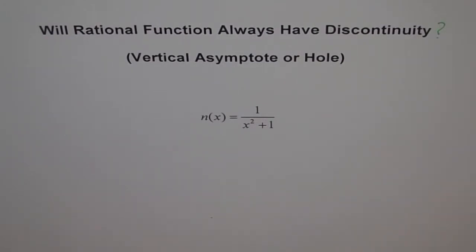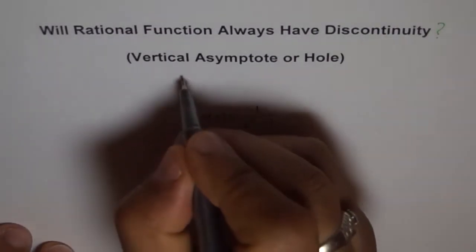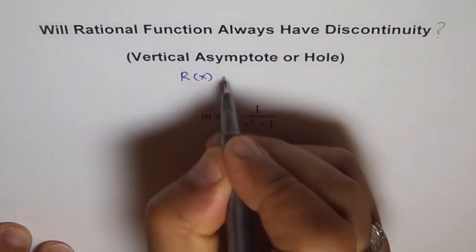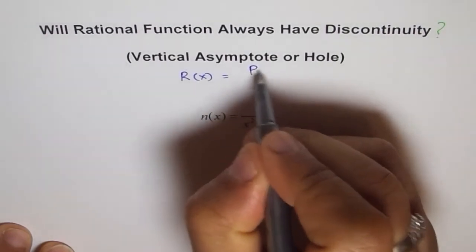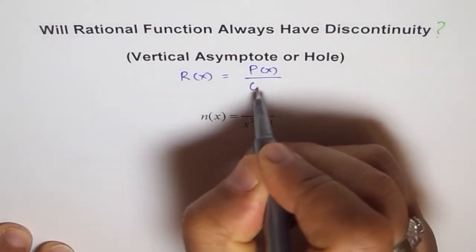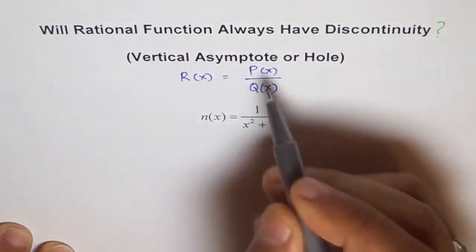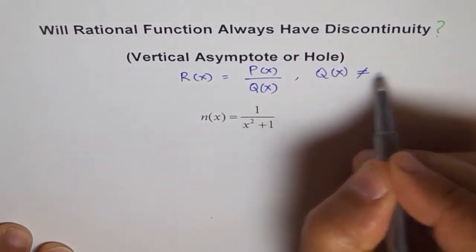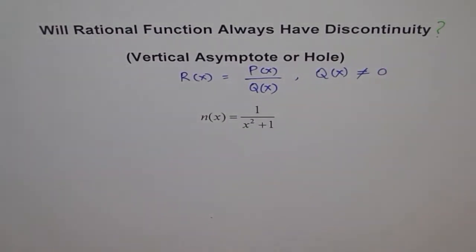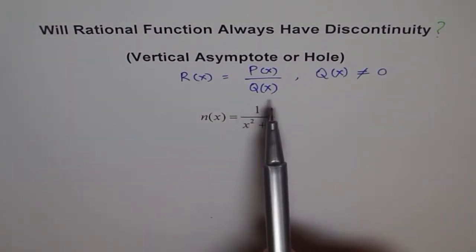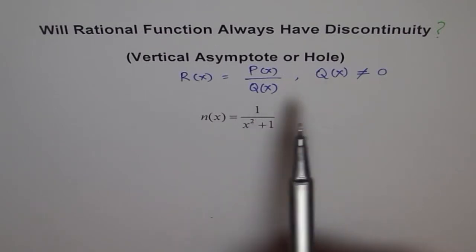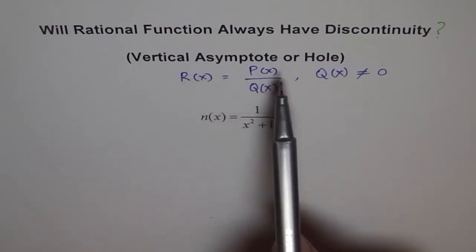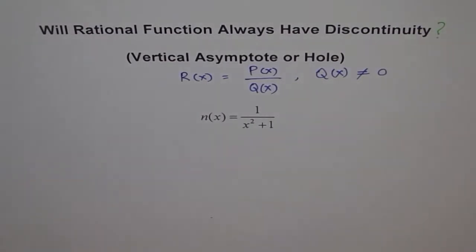I hope you remember what a rational function is. Let me define that first. So a rational function r of x is defined as the ratio of two polynomials, right? p of x over q of x, where q of x is not equal to 0. When q of x is 0, it leads to restrictions, or I can say vertical asymptotes or holes, right?